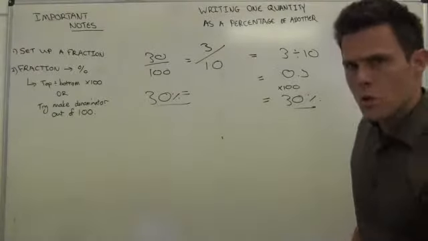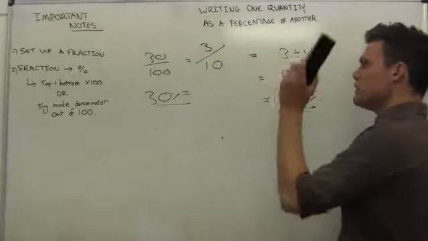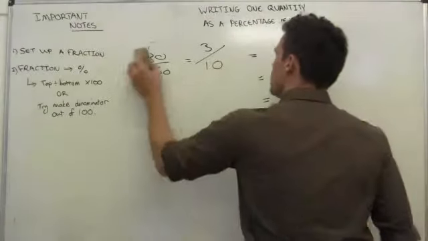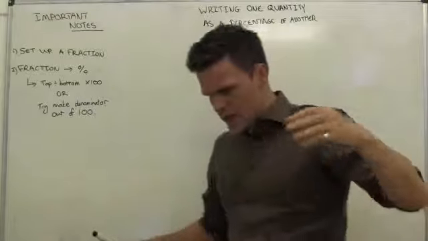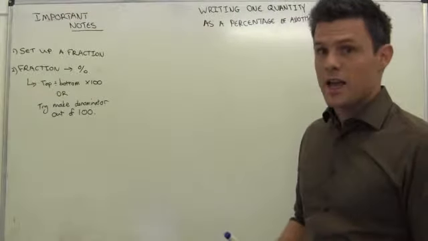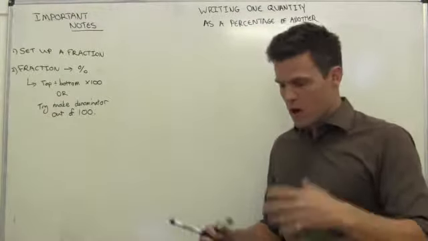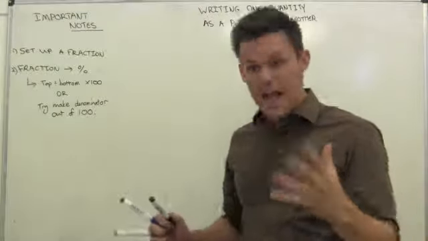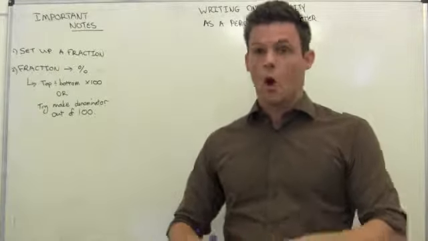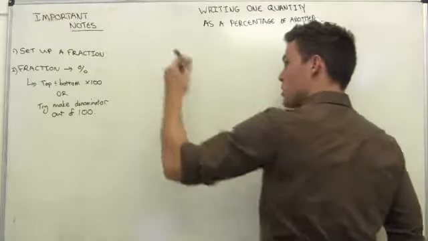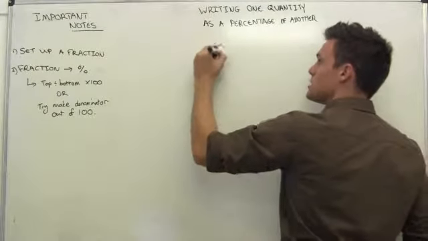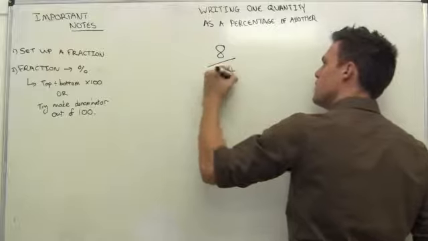Excellent! So, why on earth would we ever do this method? Well, the reason is pretty simple. Let's say there are 24 people in your class, and of those 24 people, 8 of them are boys. What percentage of the class are boys? Well, first step, we're going to do exactly the same thing. We'll set up a fraction, so 8 out of the 24.